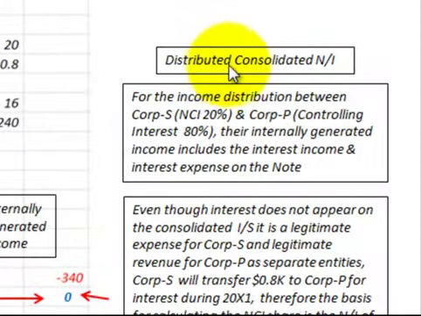Okay, now for our distributed consolidated net income. For the income distribution between Corp S, the subsidiary, which has a non-controlling interest of 20%, and Corporation P, the controlling interest of 80%, their internally generated income includes the interest income and interest expense on this note.